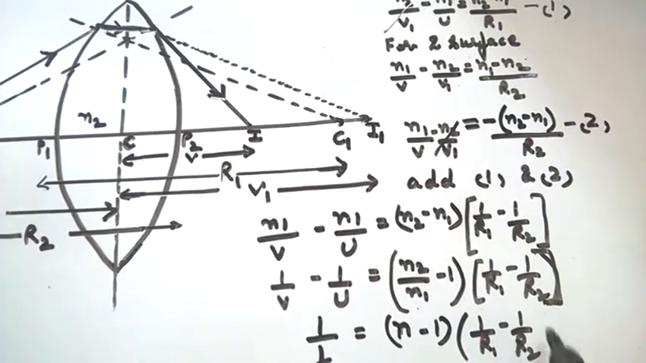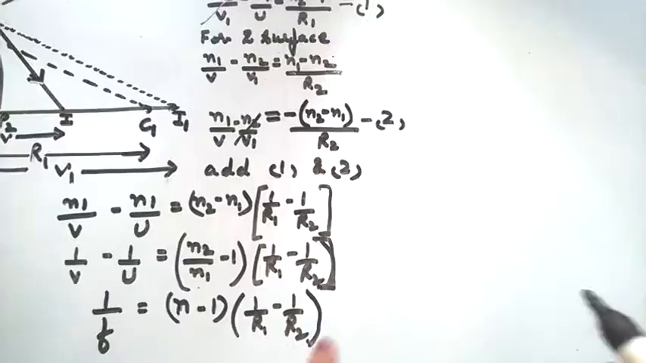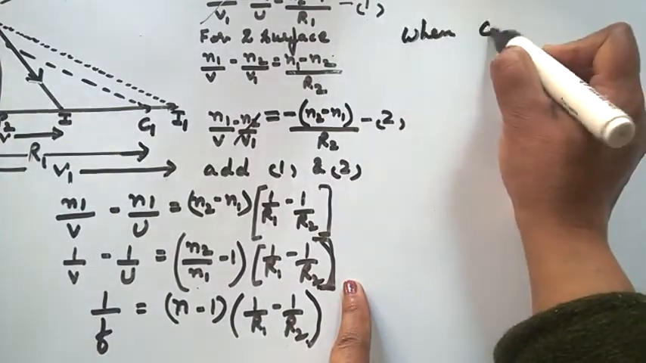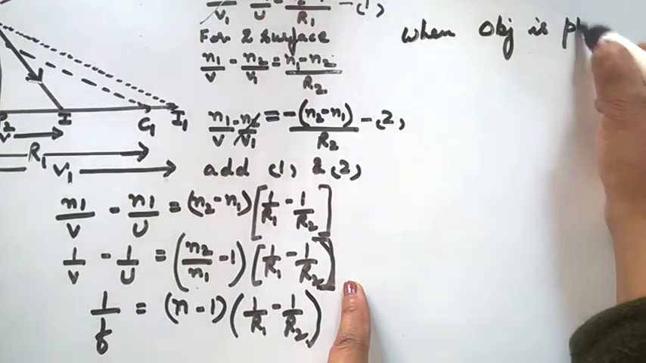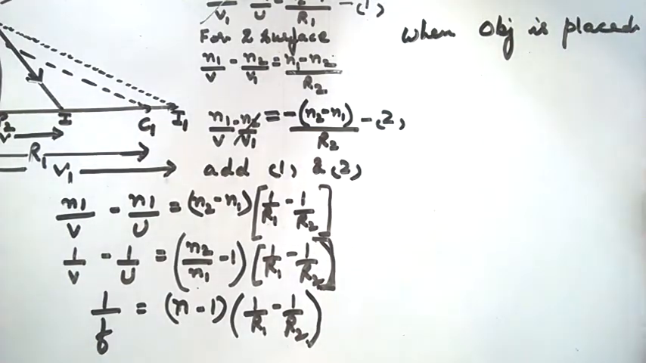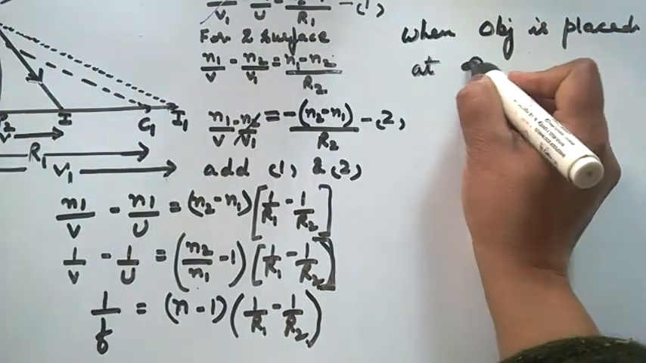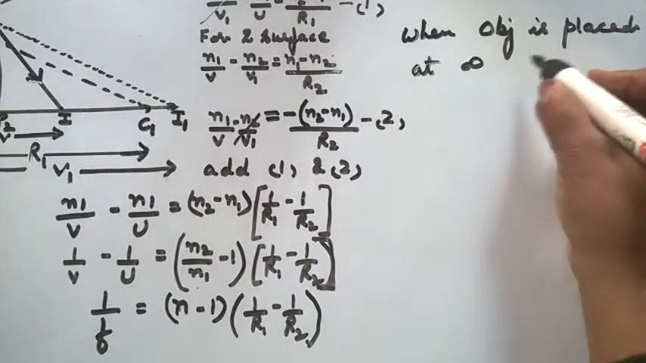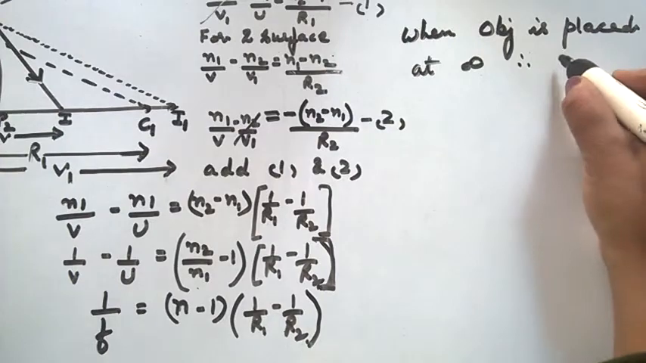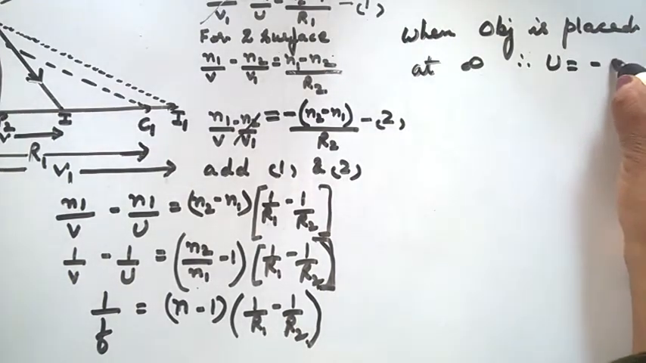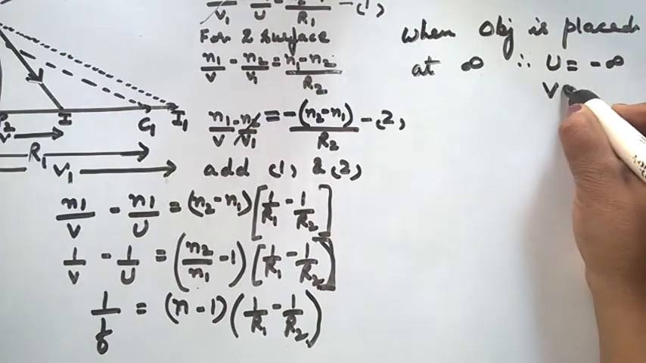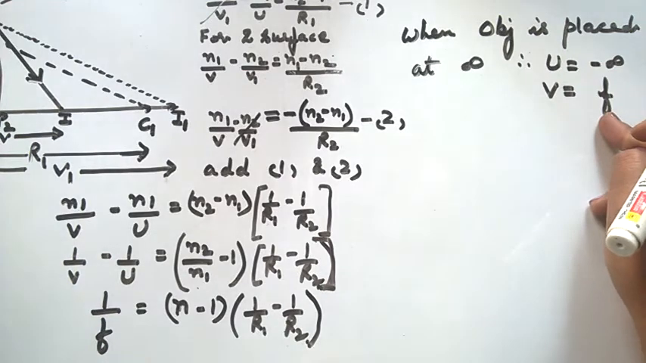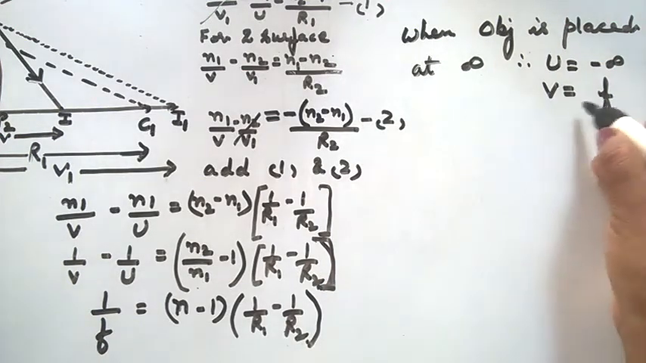Or we can also write, after this step, that when the object is placed at infinity, then after refraction the image formed is at focus. So here u is minus infinity by sign convention and the image obtained is at focus, towards the right side. It is a real and inverted image formed. So the focal length is positive, that is v is equivalent to f.